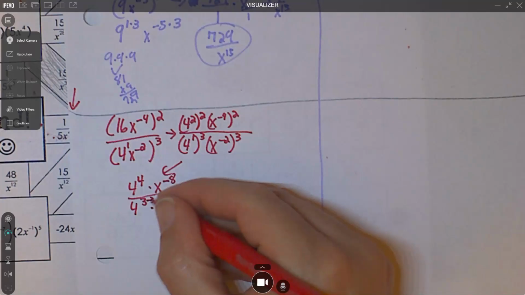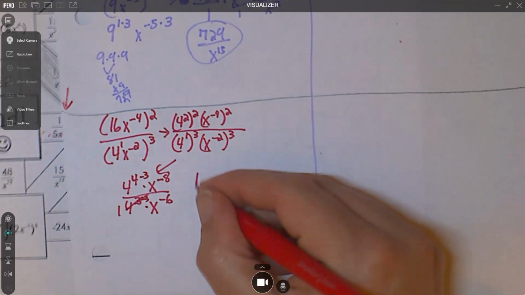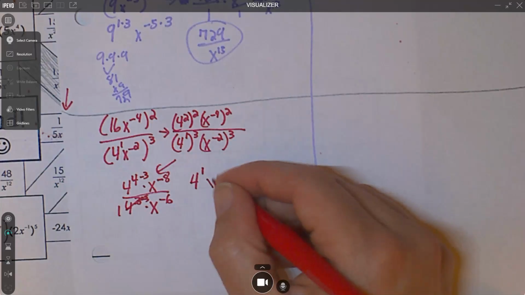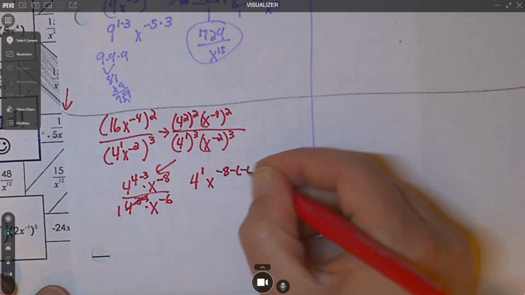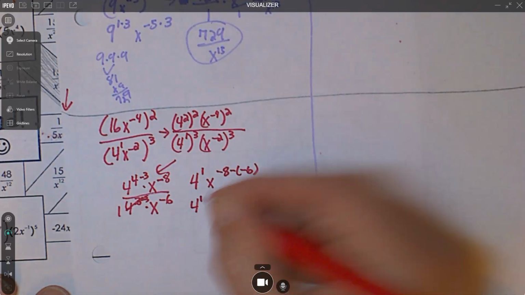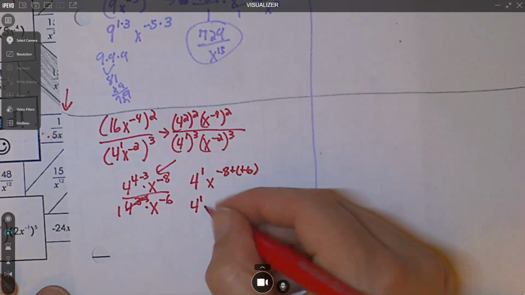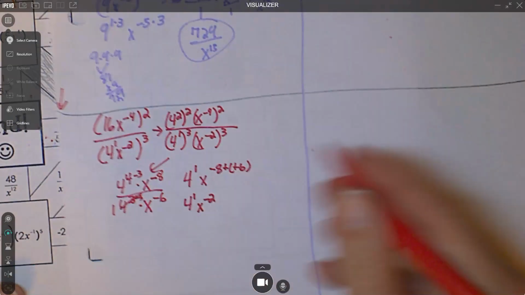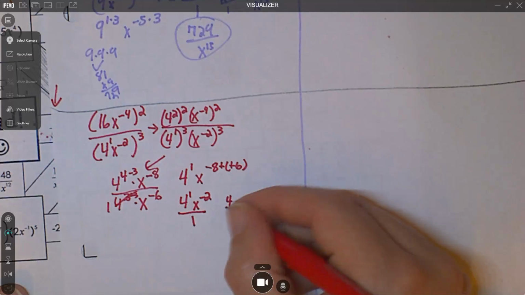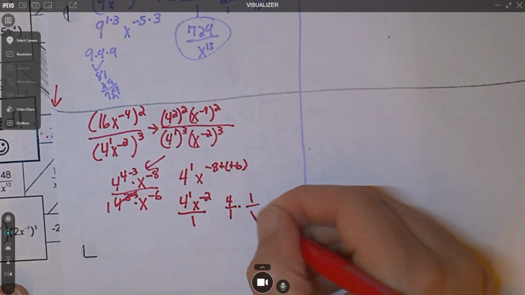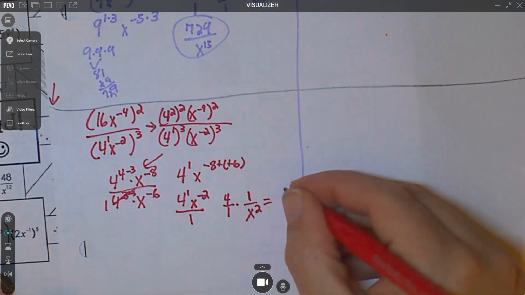3 minus 3, it's gone, so that's 1. And then you go negative 8. So it'd be 4 to the first, x to the negative 2. So this is 4 over 1 times 1 over x squared. It's a reciprocal of the positive power, so you just basically move it to the denominator.